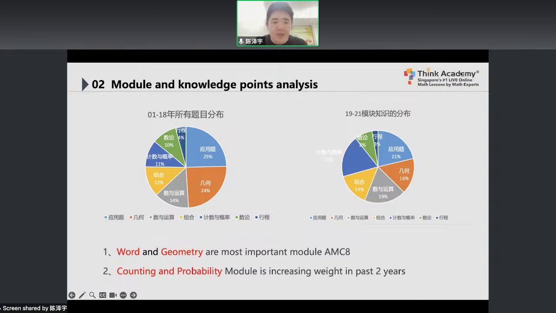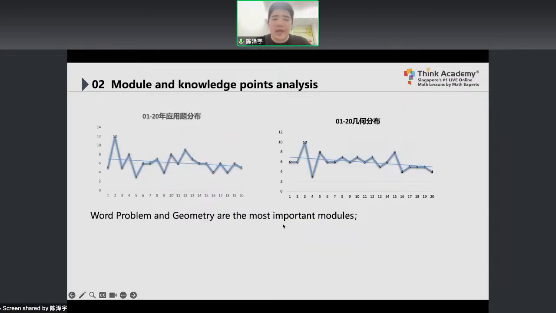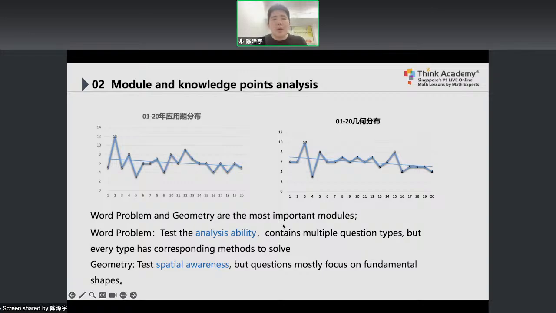The right pie chart is the recent 3 years. You can see in recent 3 years, the counting and probability module is increasing in weight. Take note here, the counting and probability is what we learn in secondary school, so it's not part of the primary school material. This is a very important part. So word problem and geometry are the most important modules, just like I said.